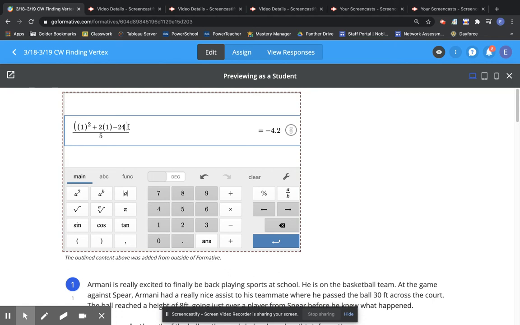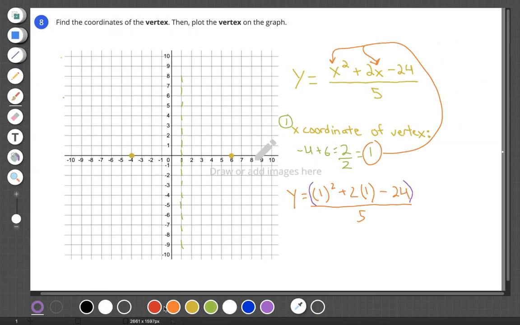If you weren't to use those parentheses, look what happens. You hit divide by 5, and all it does is divide the 24. That's not what you want. You want to make sure the whole thing is in parentheses. Then you can hit divide by 5. So it's just a calculator thing. You've got to know that's how your calculator reads fractions. You can put the whole thing in parentheses if you need to divide it all by 5. And we got a decimal. That's okay. -4.2.